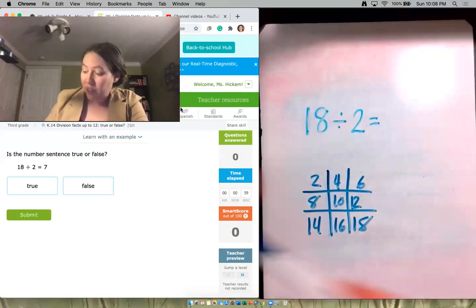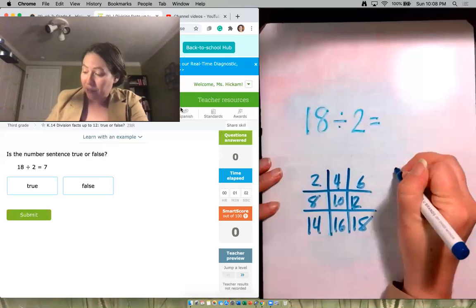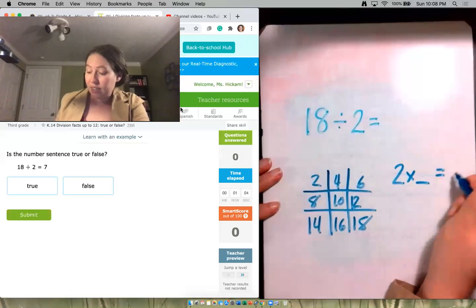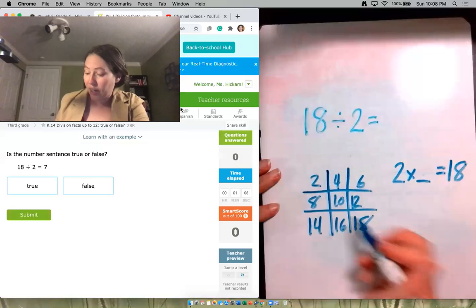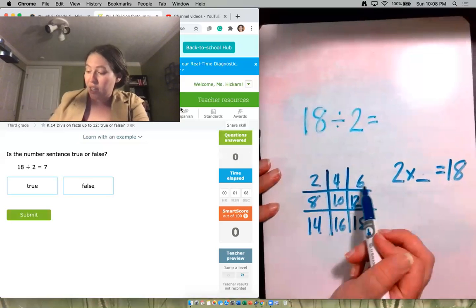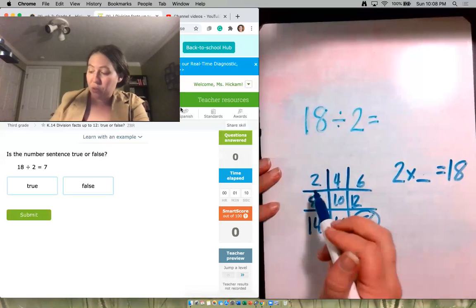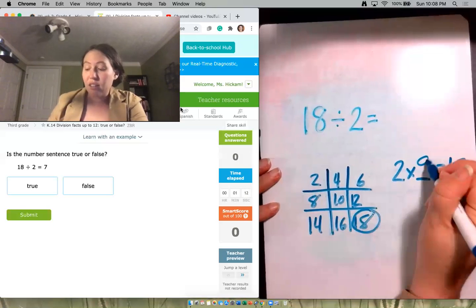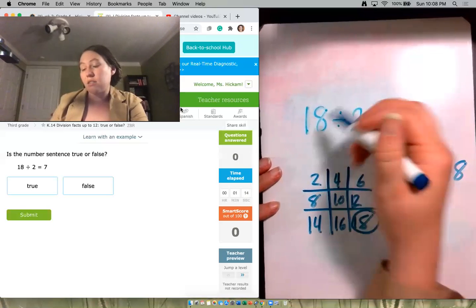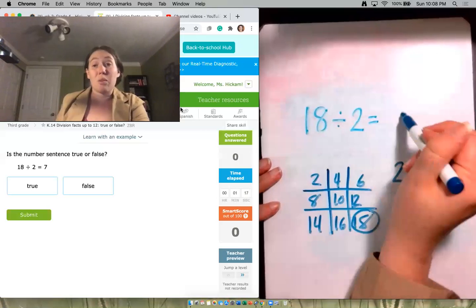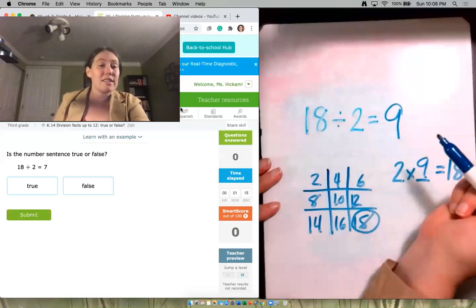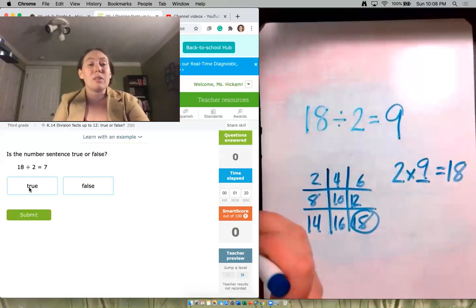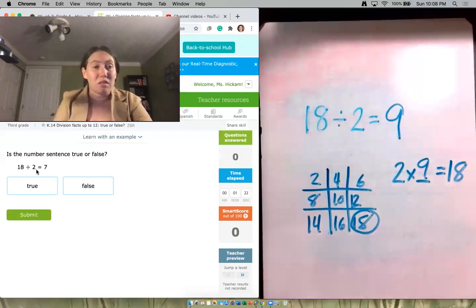Or if I just know my facts, what times 2 equals 18? 2 times blank equals 18. Here I can see that I'm counting by 2's and I've got to 18. How many times? It took me 9 times. So 2 times 9 equals 18. 18 divided by 2 is 9. Now I just have to look at what number they give me. They say 18 divided by 2 is 7. They're wrong. So it's false.